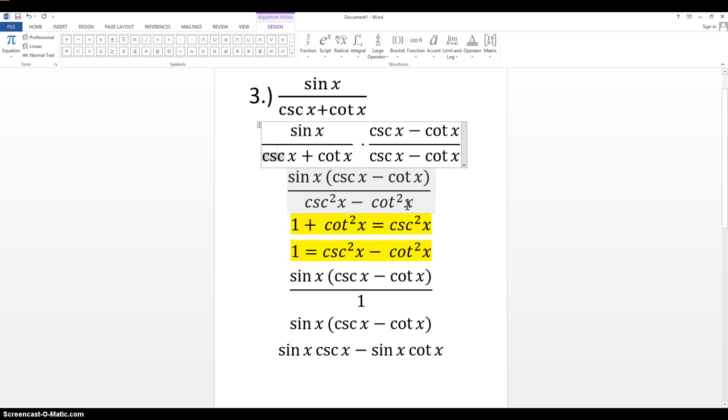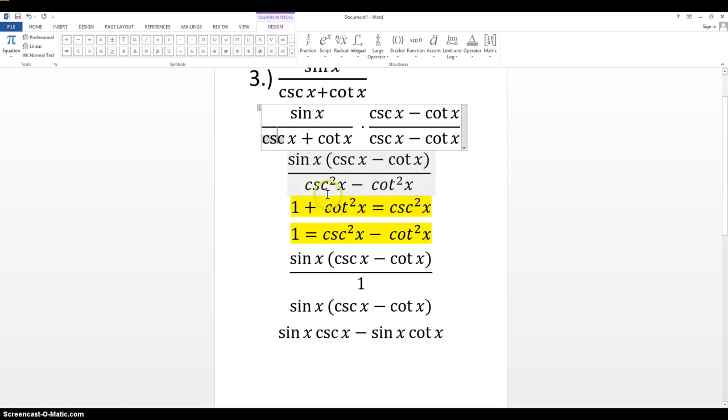From there, I should be able to determine that my bottom is some kind of Pythagorean identity, which was 1 plus cotangent squared of x equals cosecant squared of x, and that's the highlighted part. I want my cosecant squared of x to be with my cotangent squared, so I moved all that, and I got 1 equals cosecant squared of x minus cotangent squared of x. So now I can replace this in my problem with what it's worth, and what is that equal to? 1. So I'll replace all of this with 1 right here.